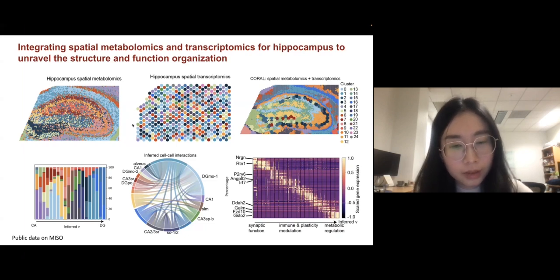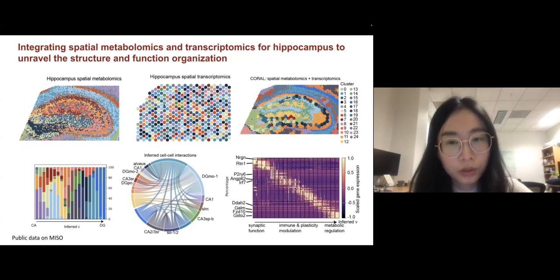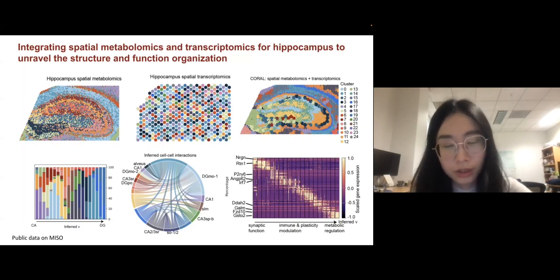In other papers, for example in the meso, they have to use external tools, for example iStar, and then integrate with the histology to get a high-resolution version of the hippocampus spatial transcriptomics, and then integrate again. I would say Coral can do it end to end, and we are able to get deconvolution directly, not with any other external tools.